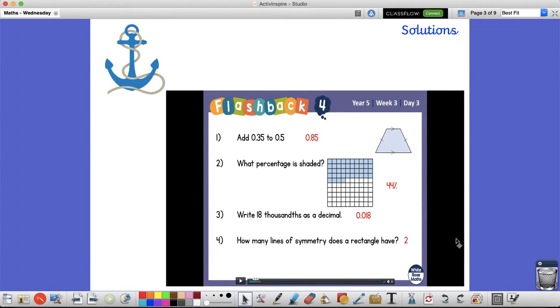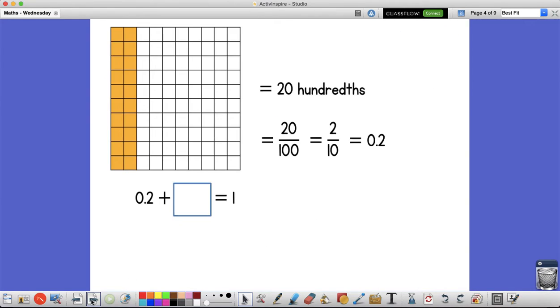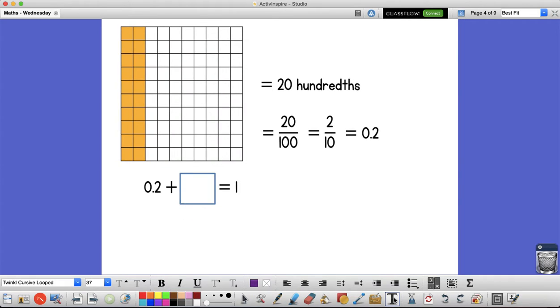Okay, so that answers the flashback 4. For 0.35 and 0.5 added together, it makes 0.85. The percentage change is 44%. 18,000 as a decimal is 0.018. And the last one, the lines of symmetry in a rectangle, is 2. Okay, so on to today's learning then.